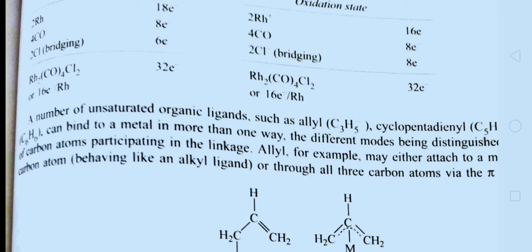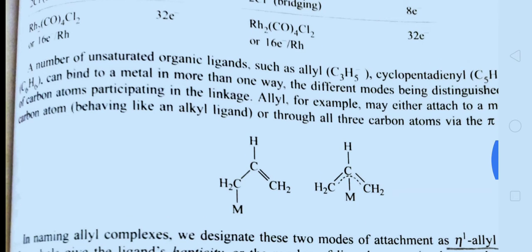This means that not only the carbonyl group but also the halogen group can act as a bridging ligand. And depending upon the two methods, that is the neutral atom method or the oxidation state method, the contribution by the bridging chloro ligand will be different. In the neutral atom method it is a 3 electron donor, and in the oxidation state method it is a 4 electron donor. That is the difference. In addition, there are also unsaturated organic ligands like the allyl group, the cyclopentadienyl group, etc.